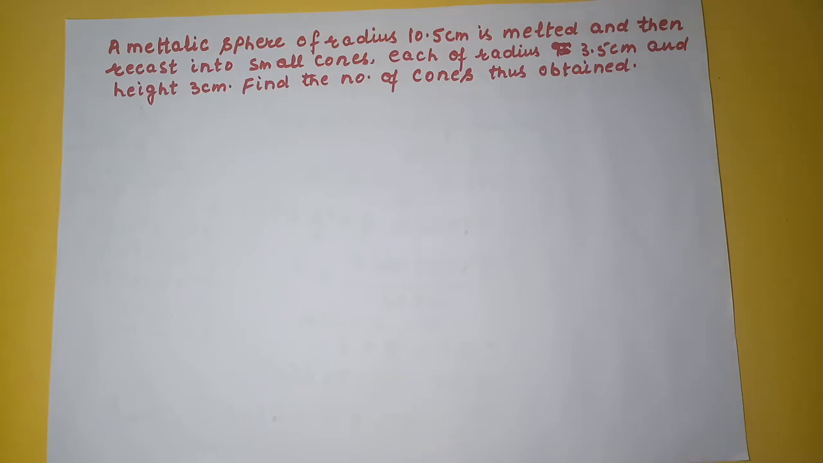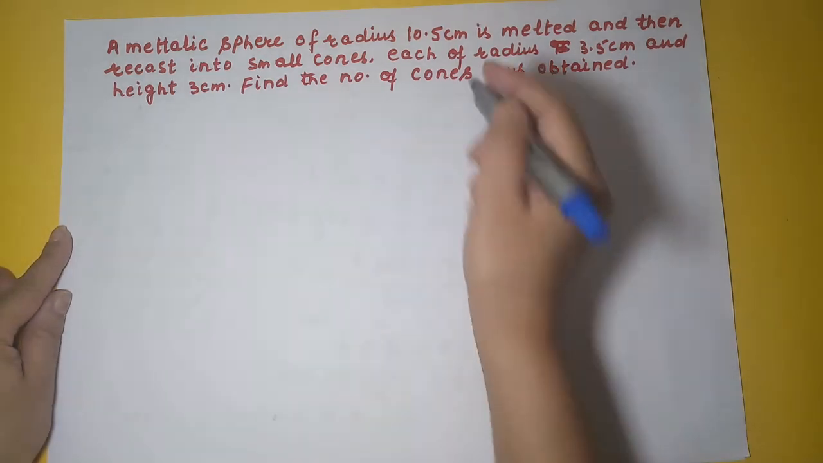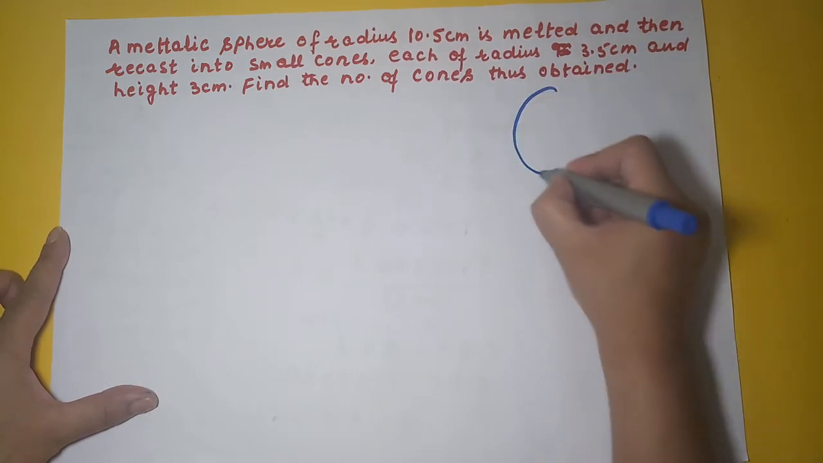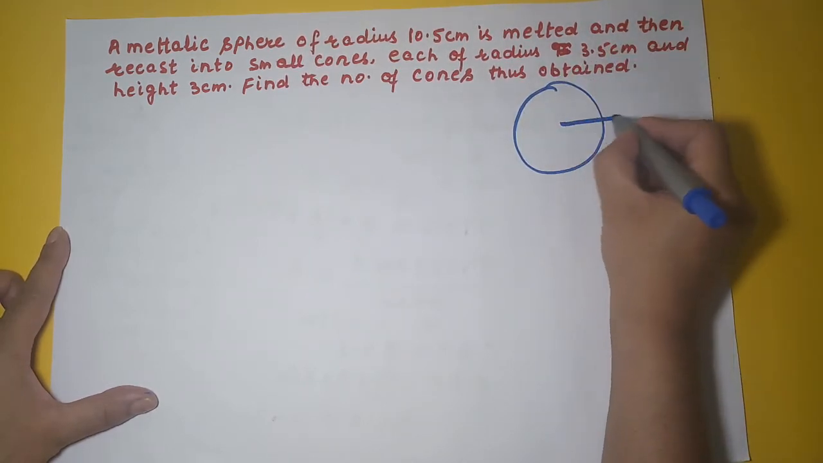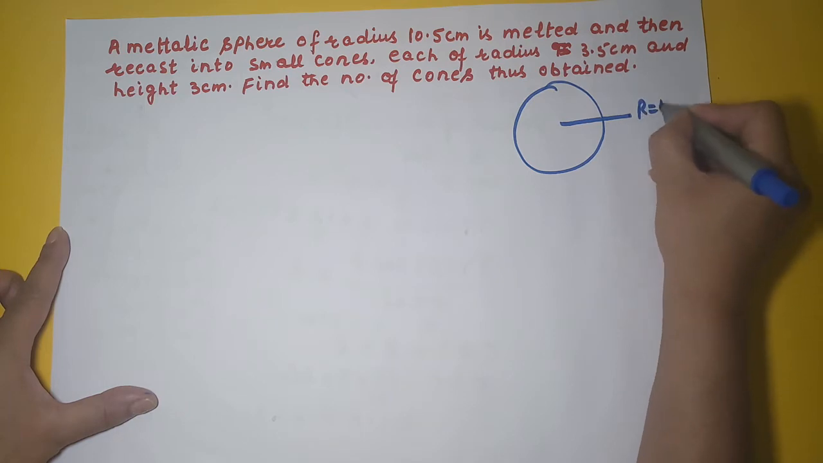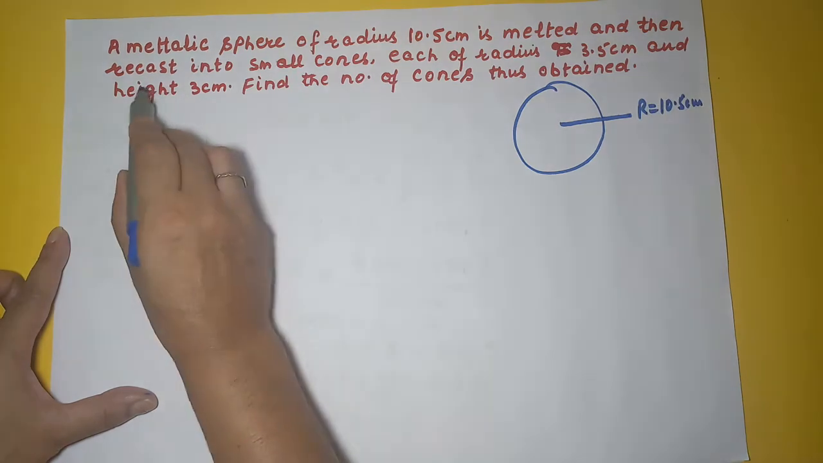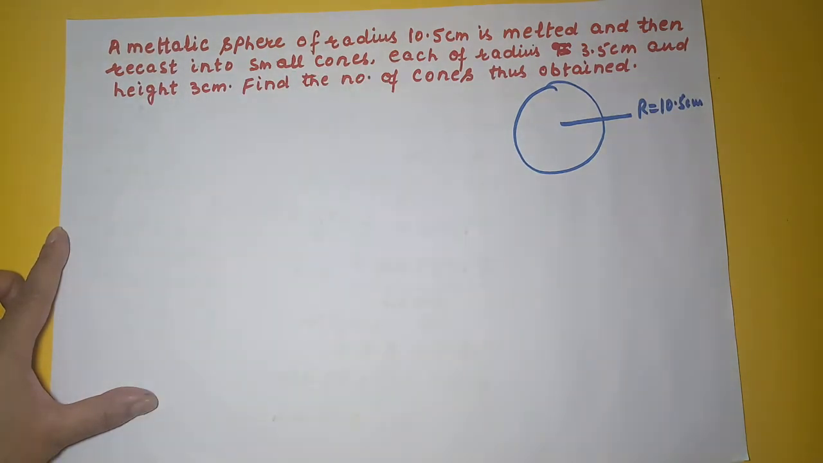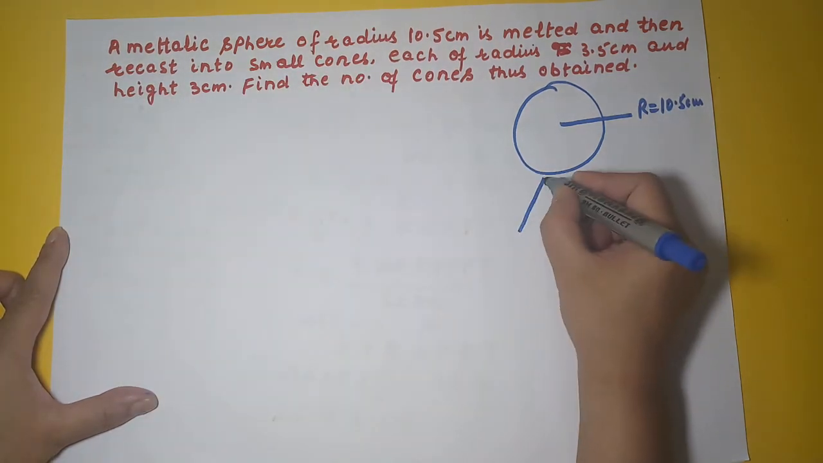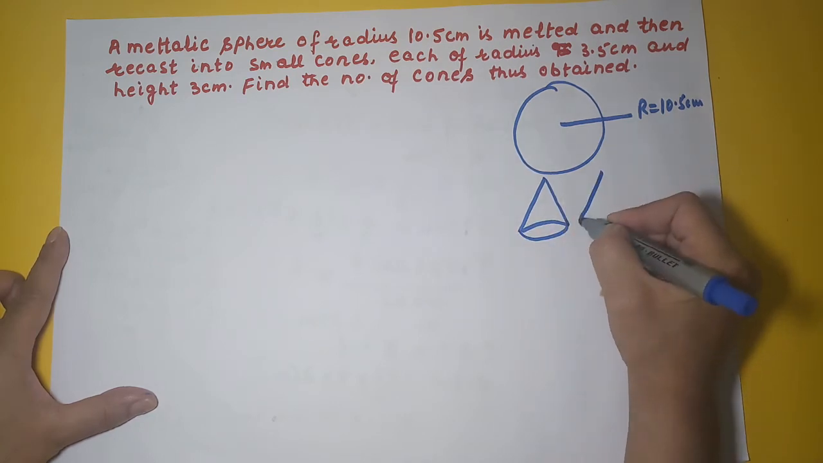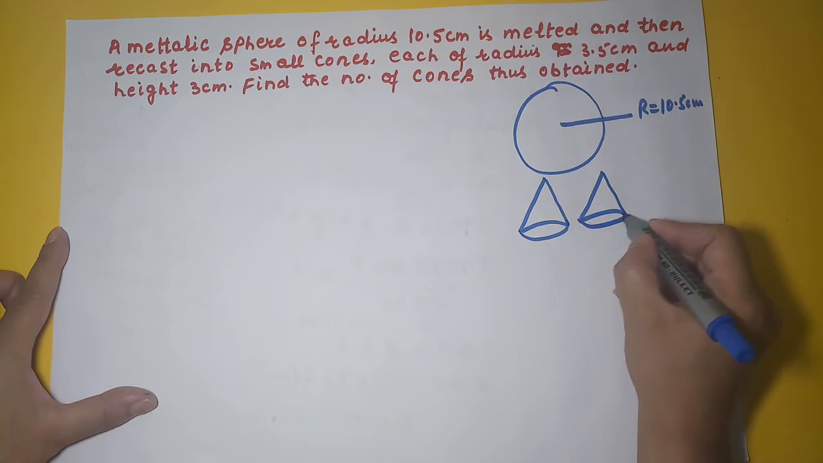We are continuing with the sphere in this video. He's saying that a metallic sphere of radius 10.5 centimeters is melted and then recast into small cones. So we are melting this and creating small cones out of this. We don't know how many, that we have to find actually.